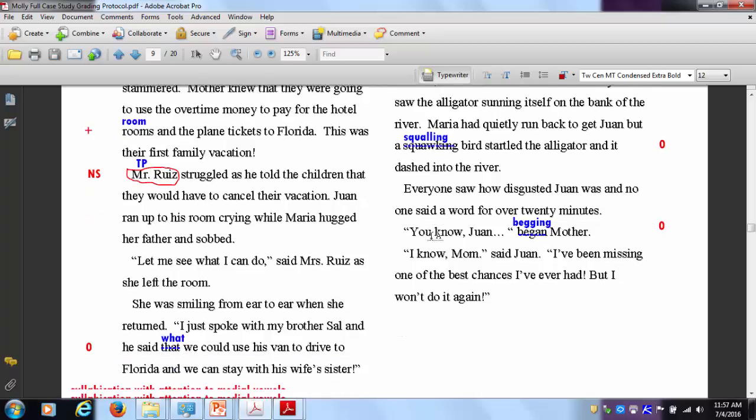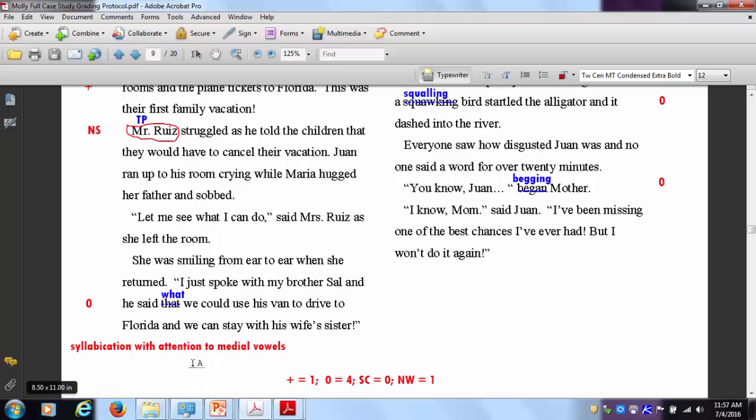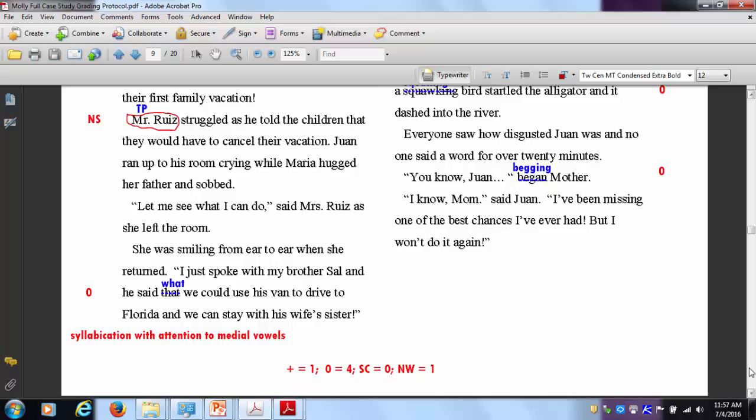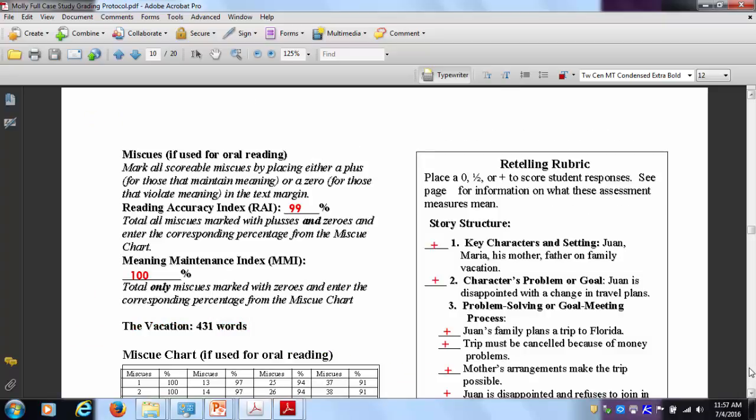Again, here I put on syllabication with attention to medial vowel signs. But here is what your summary should be: 1 meaning-making, 4 violating meanings, no self-corrections, and 1 non-word. On your recording sheet where you did your summaries, those are the numbers that we really needed to have. Just note here we had an RAI of 99 and an MMI of 100.